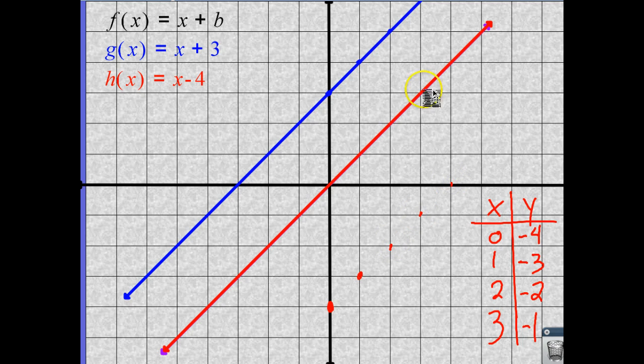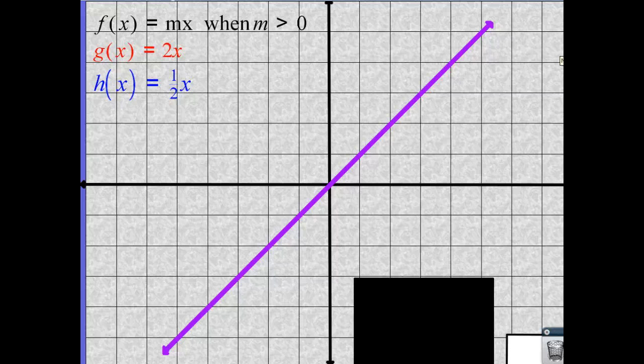And this line is translated 4 units downward on the y-axis. So the purple line is our parent. We're comparing the blue and the red based on the alteration of the constant number that we filled in there for our b. So this is a translation upward or downward on the y-axis. So there's your verbal description.